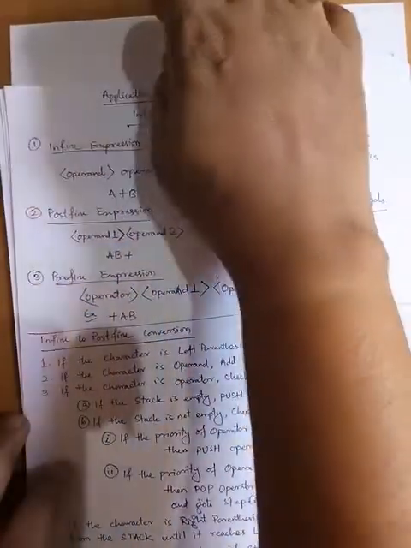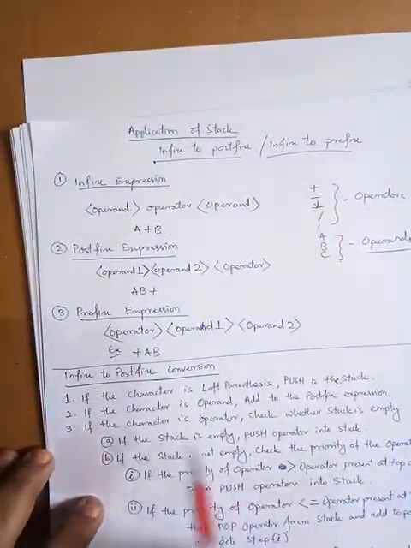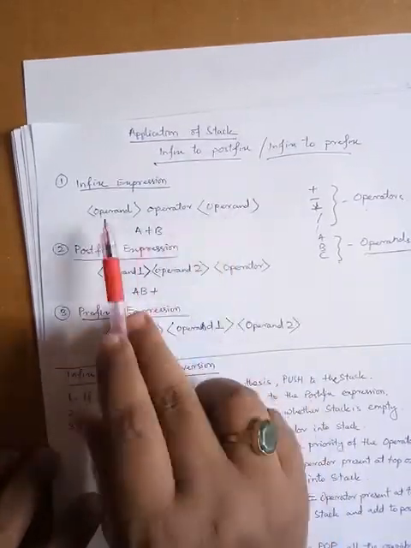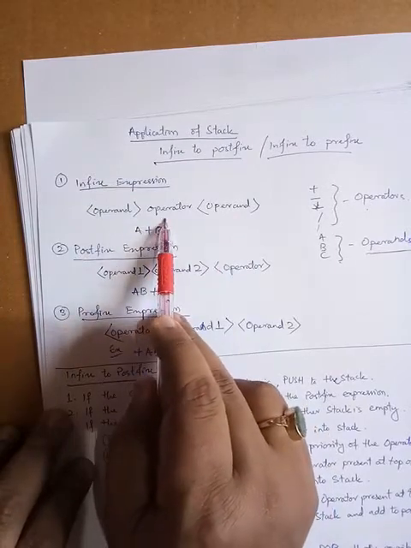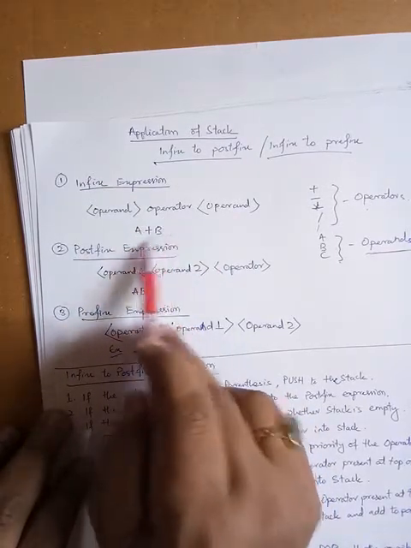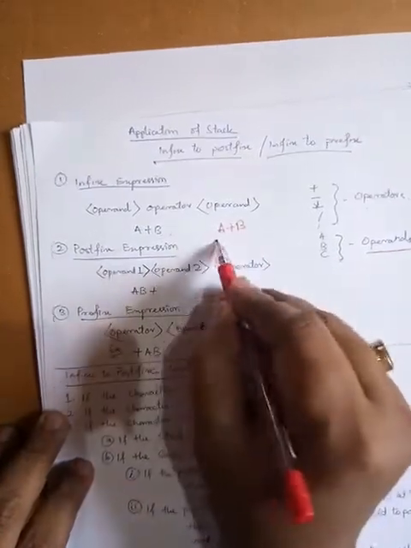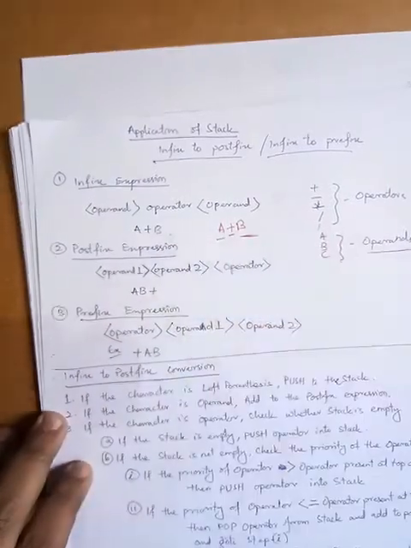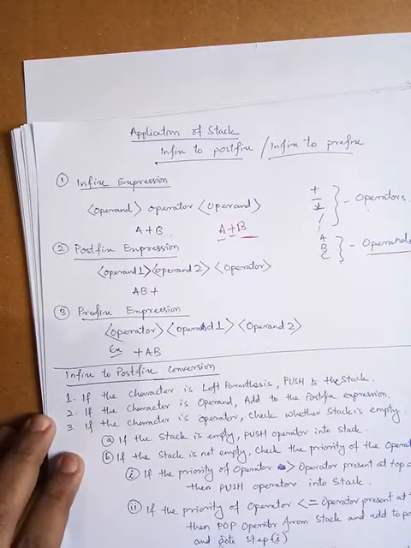Now, in case of infix expressions, the operator is in between operands. Here there are operands and this is the operator. You can see the example. A simple example is A plus B. Here A and B are the operands, and the plus symbol is the operator. So this is the infix expression.